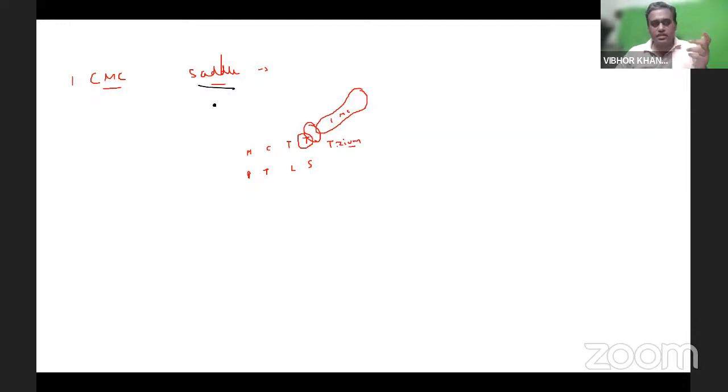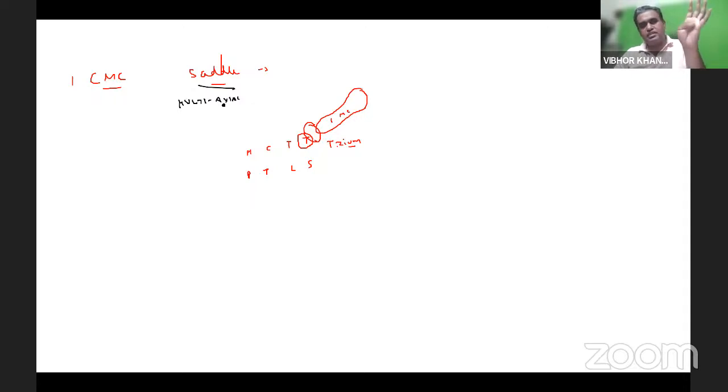Okay, that doesn't go like this. Apply common sense. You have at least, say, 5 to 10 minutes to answer it. Make a simple diagram and tell the applied aspect of it. Say the saddle joint is multi-axial, so tell the movements, what are the movements which can happen in the thumb.